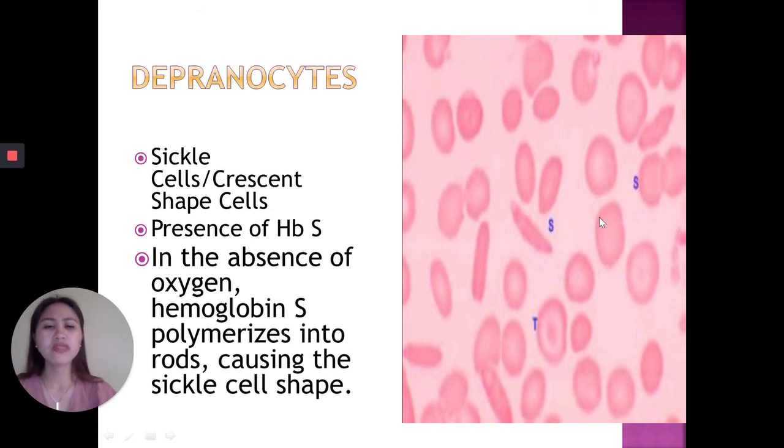So when these RBCs, the drepanocytes, are passing through narrow blood vessels, they will actually be trapped because a drepanocyte is not flexible enough to squeeze in those narrow blood vessels. So of course, when you have sickle cell, you will always feel the pain when these RBCs, these drepanocytes, will be trapped in one area of your blood vessel.